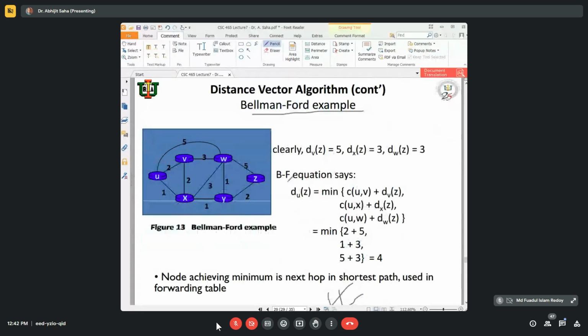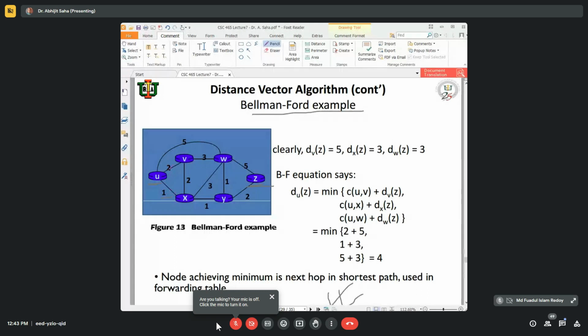So here, look, this U is my source, and this is my destination, U to Z. Okay, so I want to find the least cost path between U and Z. So you can see who are the direct nodes from U. The W, because I can go directly here, cost is 5, and I can go directly from U to X.